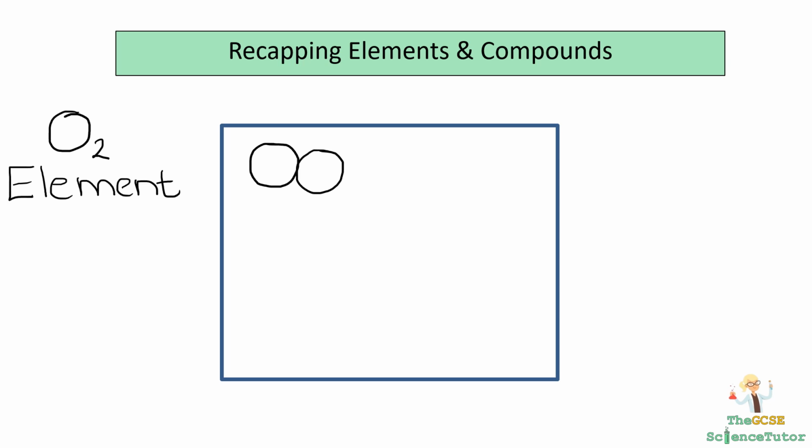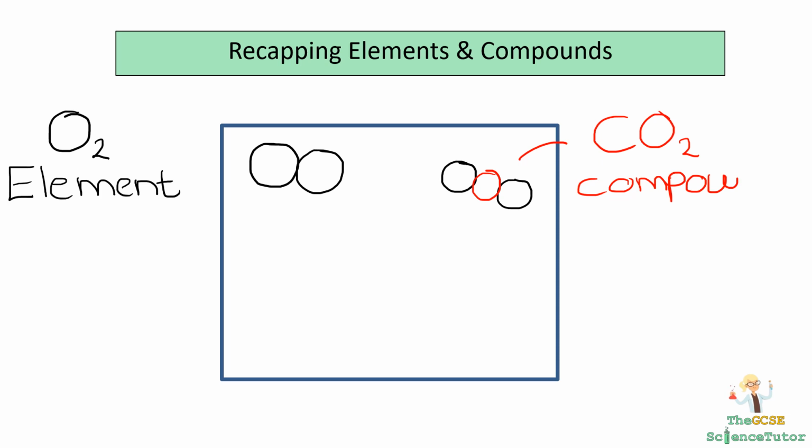Let's also have a look at carbon dioxide. Carbon dioxide consists of two oxygen atoms bonded to a carbon atom. Carbon dioxide, with the formula CO2, would be a compound. A compound because there is more than one type of atom present. There is both carbon and oxygen. It would also be a molecule because you have more than one atom there.